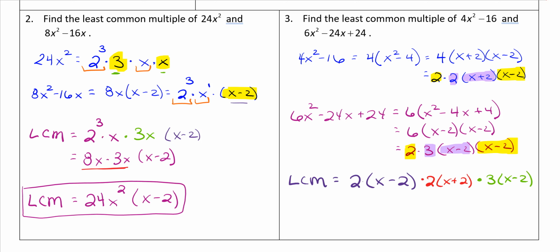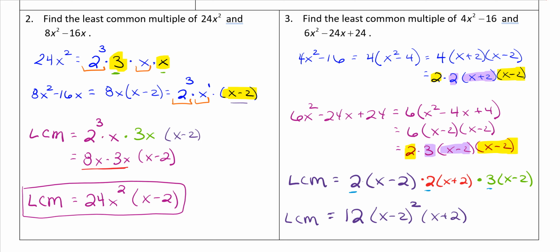Now we're going to simplify it down just a little bit. So we're going to multiply these 2 times 2 times 3 together. So our least common multiple so far is 2 times 2 is 4 times 3 is 12. And then notice we have 2 x minus 2s, so we can shorthand this by saying x minus 2 squared. And then we need 1 x plus 2.